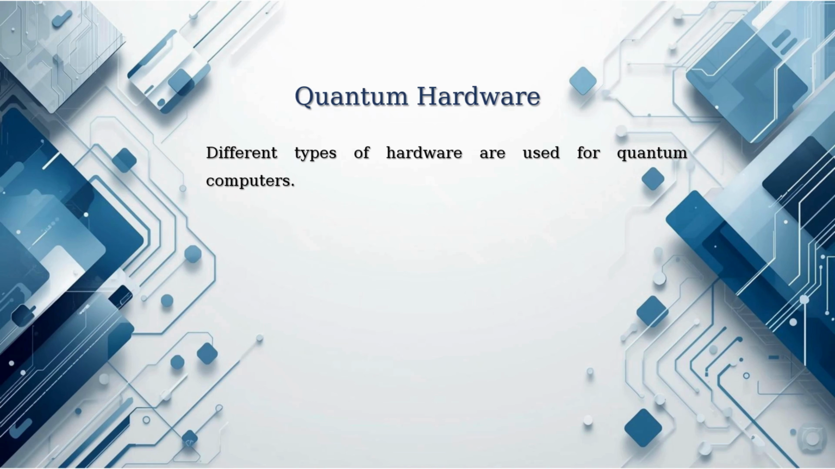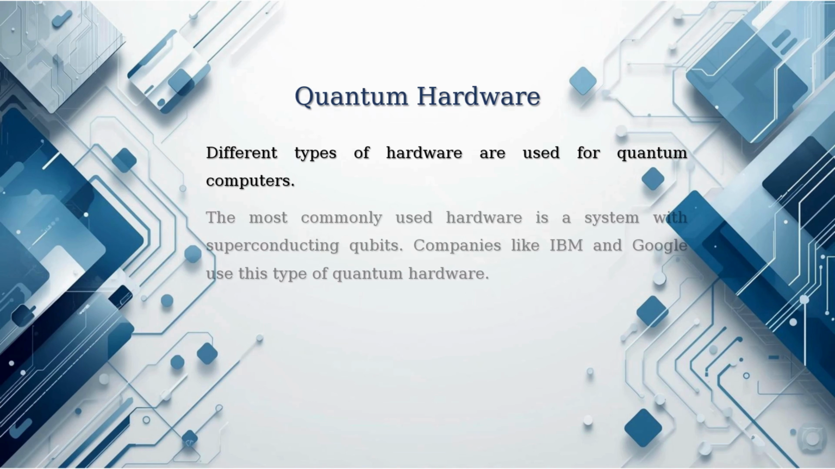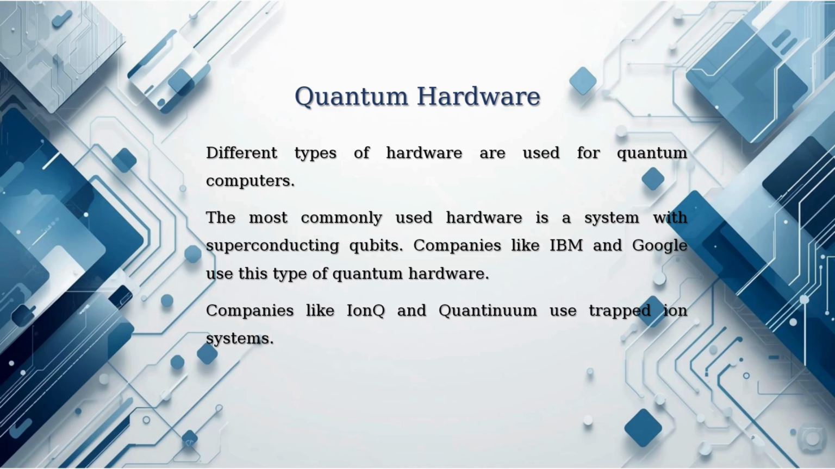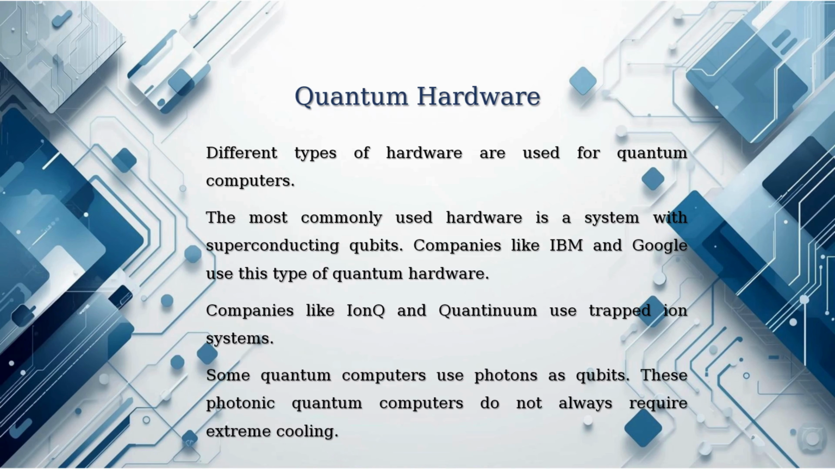Different types of hardware are used for quantum computers. The most commonly used hardware is a system with superconducting qubits. Companies like IBM and Google use this type of quantum hardware. Companies like IonQ and Quantinuum use trapped ion systems. Some quantum computers use photons as qubits. These photonic quantum computers do not always require extreme cooling.